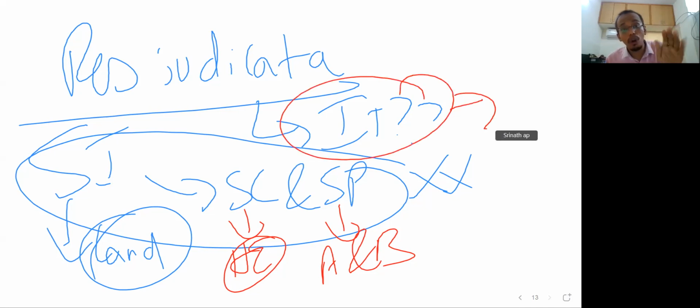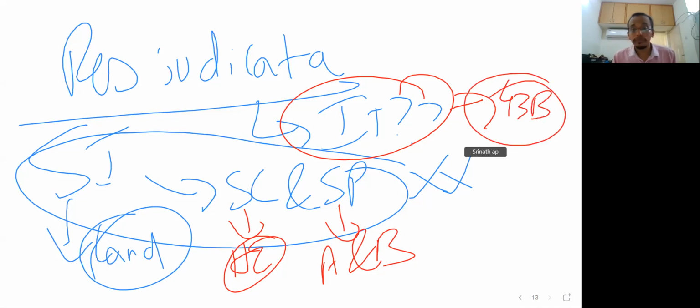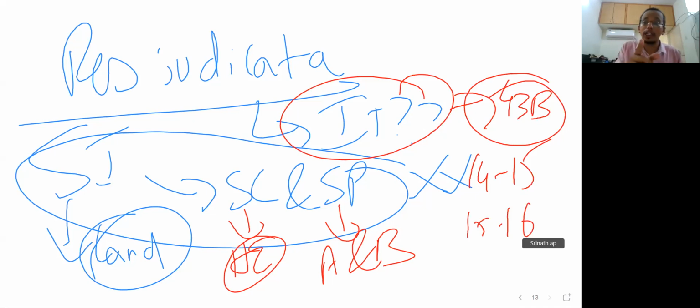You can go to the same court, same issue, same party, but for different years. Let's say it is a 43B disallowance. You have gone to the court for 14-15, the Madras High Court, and the Madras High Court has decided in favor of the department. Then for 15-16, you can again go to the Madras High Court on the same 43B. So you can go to the same court, same issue, same party, but for different years.